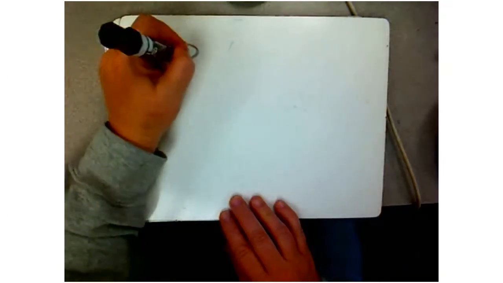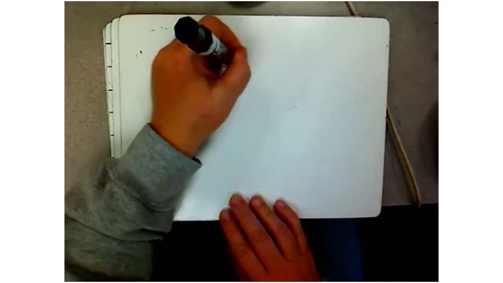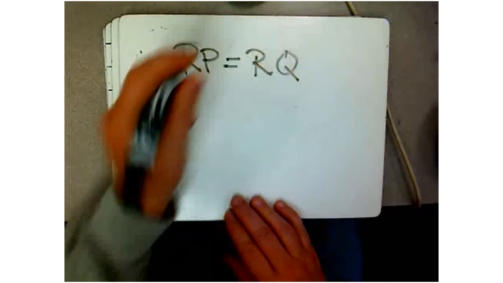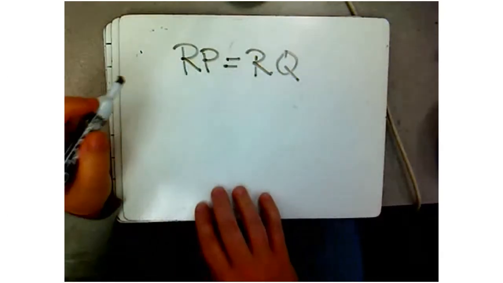So basically, RP equals RQ, right? So we substitute in the values they gave us.